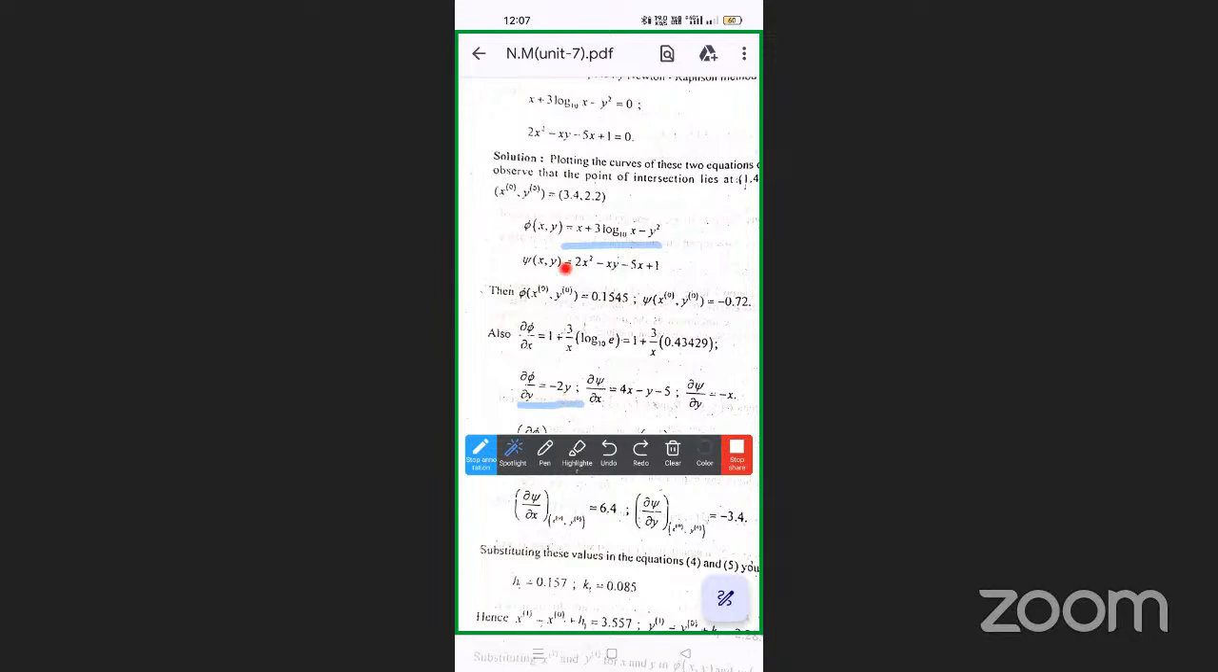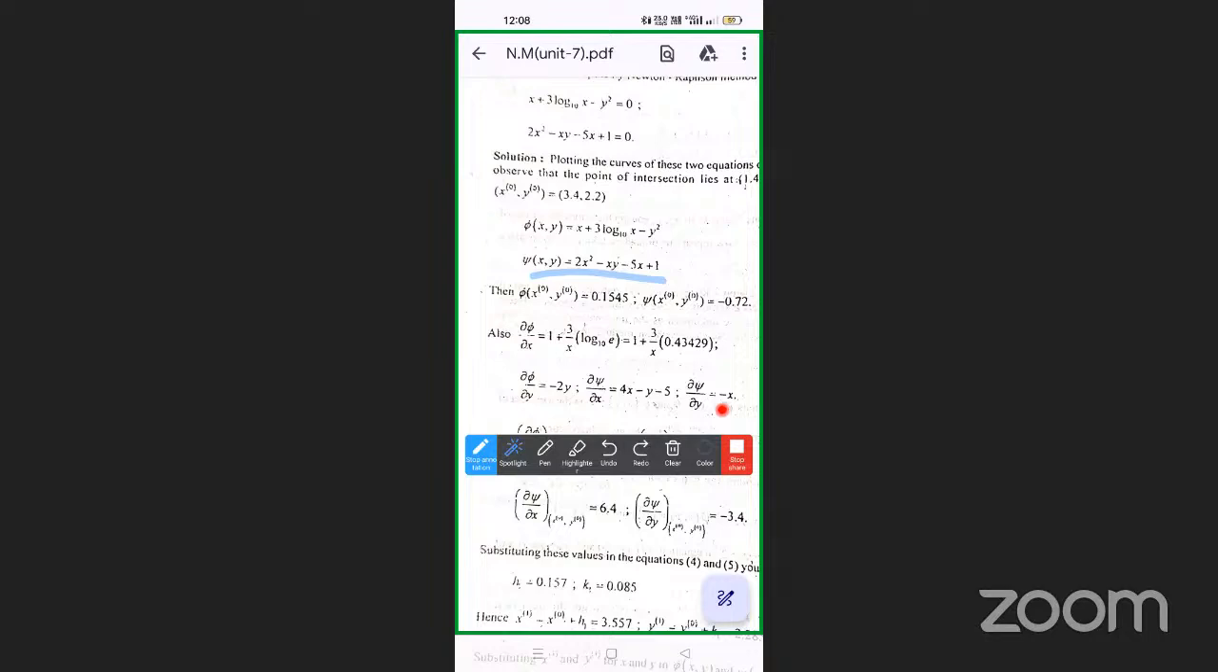Next, psi differentiation with respect to x and y. With respect to x, 4x: x square differentiation is 2x, and 2 is already there, so 4x. Minus xy: y is constant, x differentiation is 1, so minus y. Then minus 5x, x differentiation 1. Plus 1 differentiation is 0. So next, psi differentiation with respect to y. Here the x square term is 0, 5x is constant, 0, and 1 is also constant, 0. So these three terms are constant, 0. Only the x into y term is there. With respect to y, x is constant and y differentiation is 1. So that is minus x.